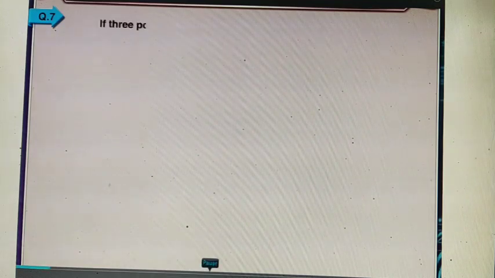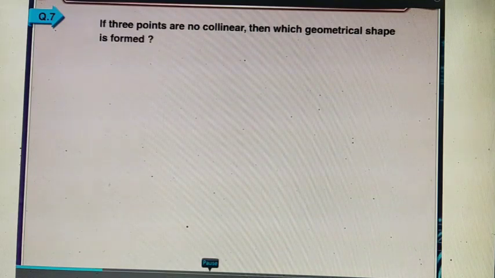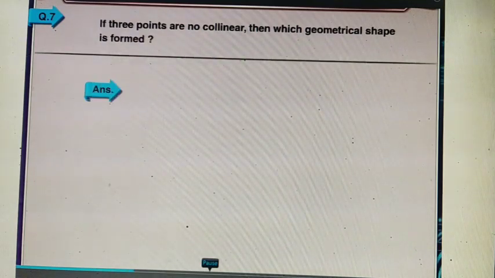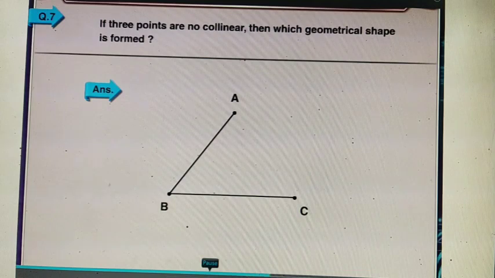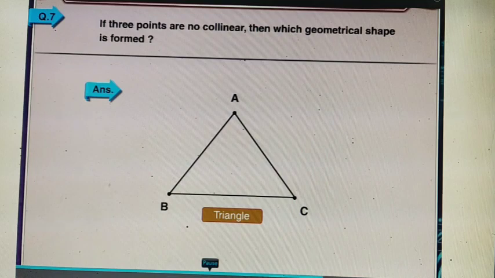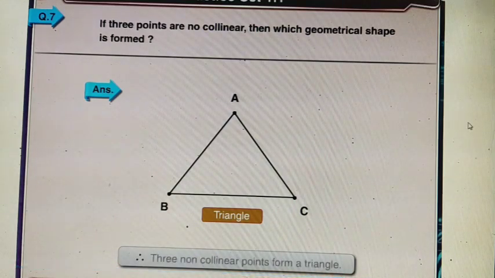Question number 7. If 3 points are non-collinear, then which geometrical shape is formed? Non-collinear means they are not in one straight line. Suppose I am taking A, B, C in this form. These three are not collinear points. So, which shape is formed here? Yes, triangle. Three non-collinear points form a triangle. Now here we completed our practice set 1.1.